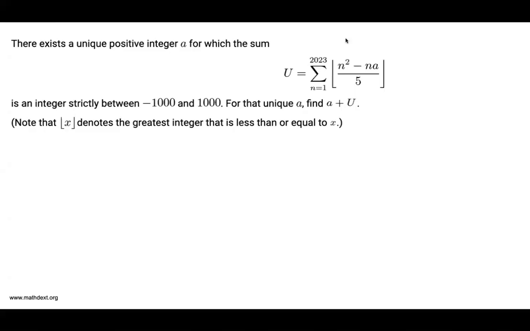This is problem 10 of the 2023 AIME I, and the problem reads: there exists a unique positive integer a for which the sum u equals the sum from n equals 1 to 2023 of the floor of the quantity (n squared minus na) over 5 is an integer strictly between negative 1,000 and 1,000. For that unique a, find a plus u, noting that the floor of x denotes the greatest integer that is less than or equal to x.